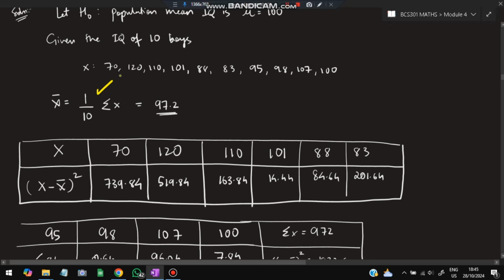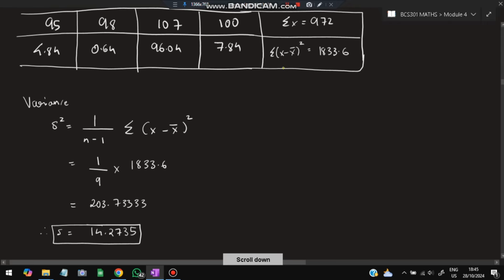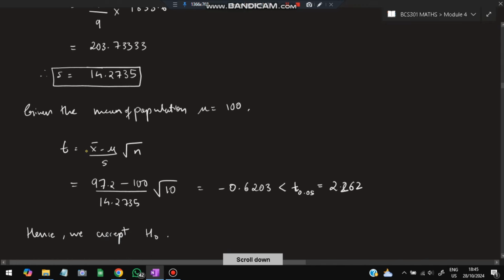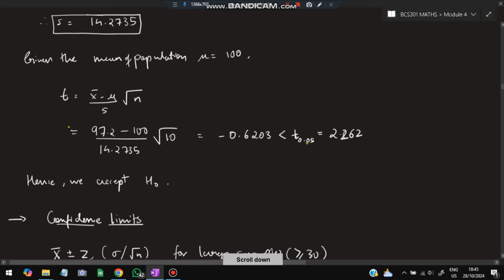Find out the mean value, and by using this table find out the sum of this term, find out the s value, substitute in the t equation and find out the t value, compare it with the tabulated value of 0.05 from the table. If it is less than that, it is accepted. If it is not, it is rejected.